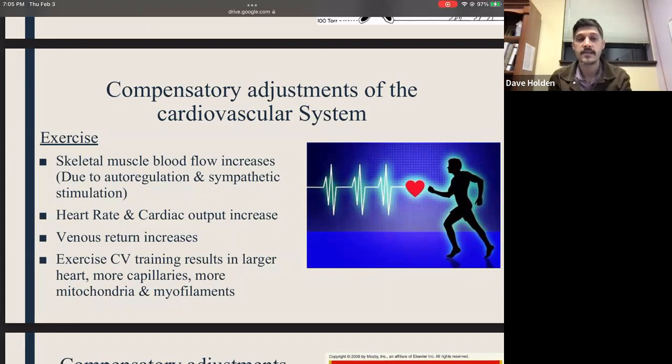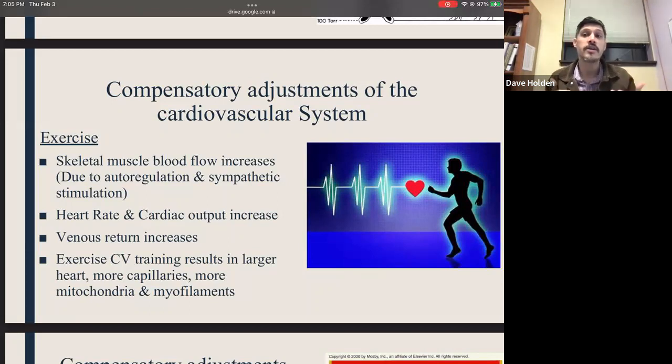So exercising your cardiovascular system will result in a larger heart, which is a good thing. You want your heart to be nice and strong. It also stimulates the production of more capillaries so that we can get more nutrients to the tissues and remove more waste because they're having to work harder. So they need more food and they make more waste, and you've got to deal with both of those. So more capillaries is our solution to that.